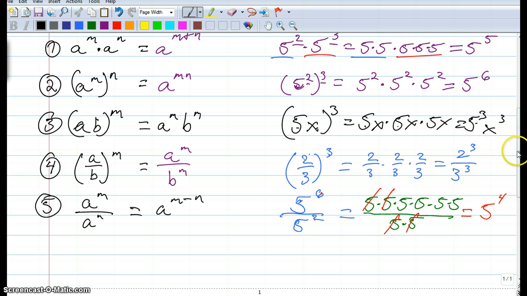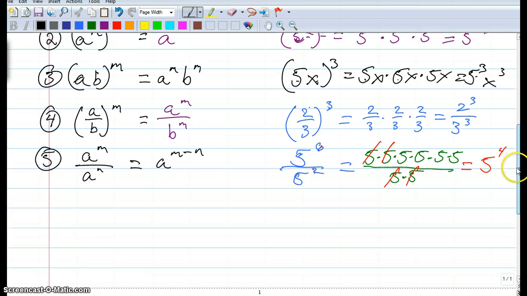So, 5 rules down. That means there's only 2 left to go. And these last 2 are kind of abstract for some people. A to the 0 power is, no, it's not 0, it is 1. A to the 0 is 1. Anything to the 0 power is 1. Let me give you a little proof of that.